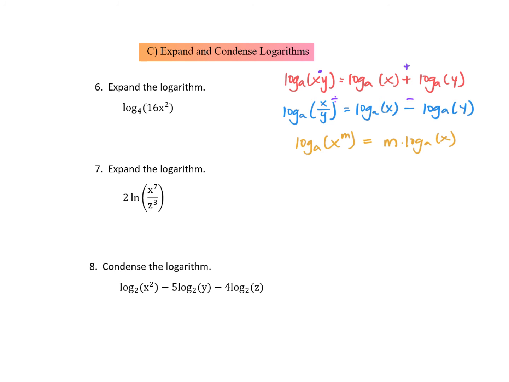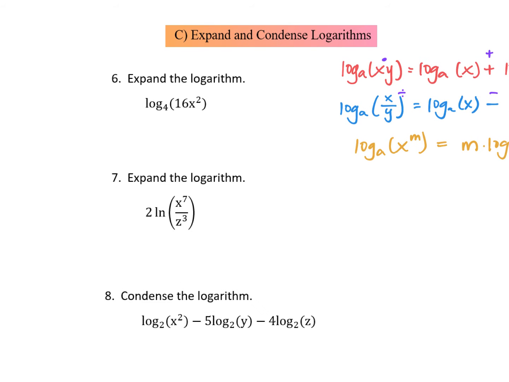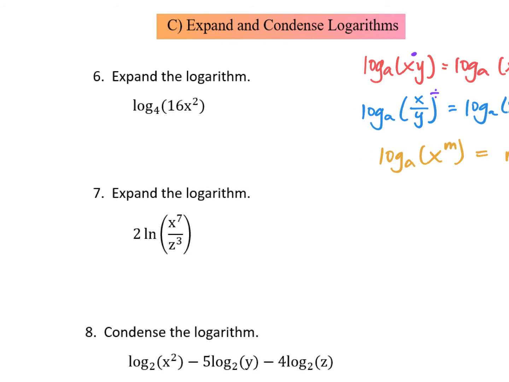So whenever we see the word expand, we want to stretch this out into as many separate logarithmic expressions as possible. So in taking a look at number 6, I see two items inside of this argument. I see the 16 being multiplied by the x squared. So each of those is going to get its own logarithm. Since they are being multiplied together on the inside, they're going to be added together once we separate them. Both are going to have the same base as the original, base 4.